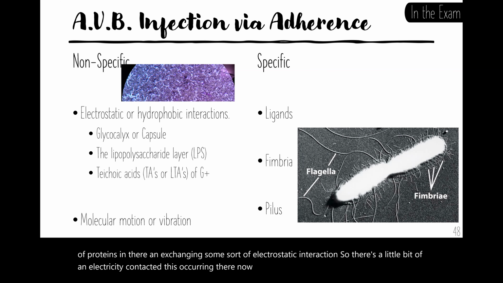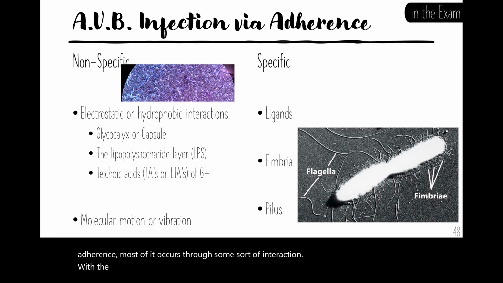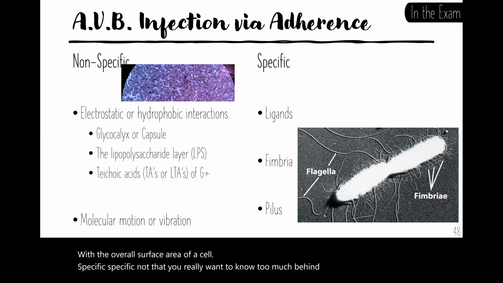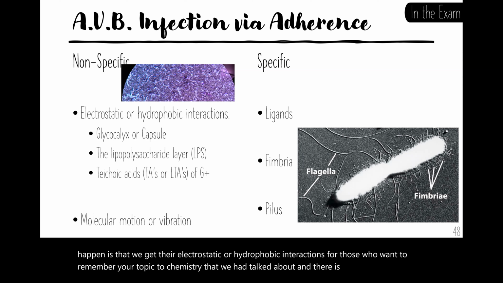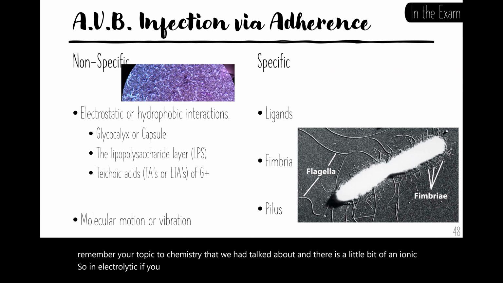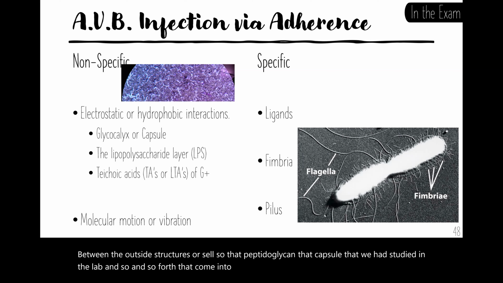Now, for example, in bacteria, bacterial adherence mostly occurs through some sort of interaction with the overall surface area of a cell. We usually divide it into what we call specific and non-specific. Not that you really want to know too much about that, but the contact that occurs between the bacterium and its host is usually referred to as docking. What happens is we get either electrostatic or hydrophobic interactions, for those who want to remember the topic 2 chemistry that we talked about. There is a little bit of an ionic, an electrolytic, if you want to think about it that way, interaction between the outside structures of a bacterial cell, like the peptidoglycan and the capsule that we studied in the lab, and the host cell. They interact, and they hold on to each other, basically.